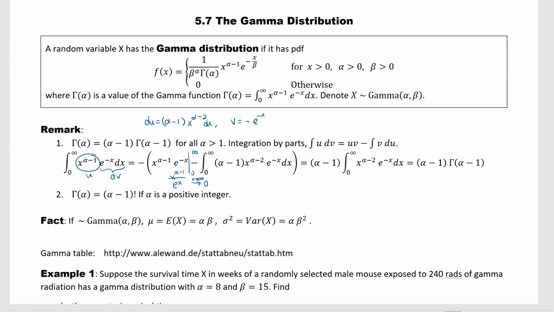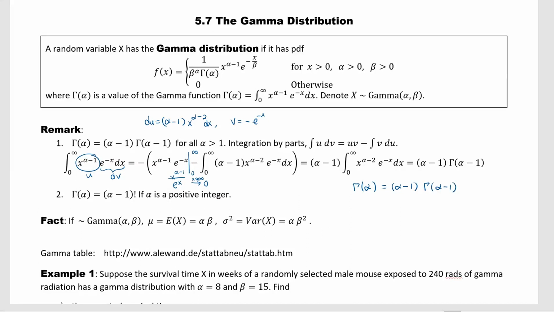So we have plus, and we factor out the alpha minus 1. And what's left? Well, you can compare this one and this one. What's the difference? Well, it was alpha minus 1, now it's alpha minus 2. So we just subtract 1 from the alpha. So that's why this is Gamma of alpha minus 1. Okay, so we have shown that Gamma of alpha equals alpha minus 1 times Gamma of alpha minus 1.